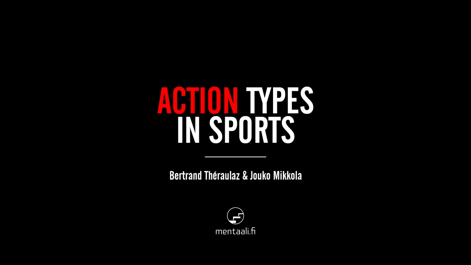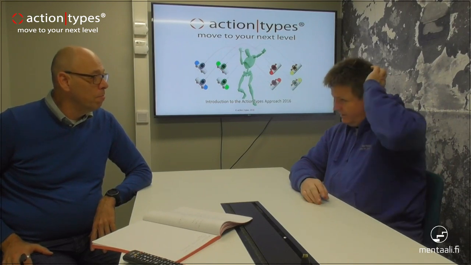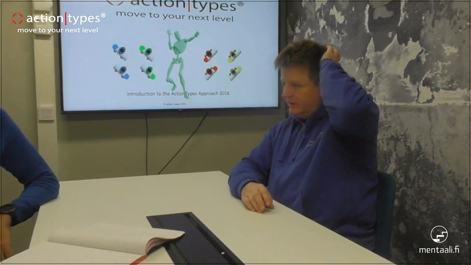We are talking about action types and sports. What can you tell about action types in sports? Action types comes from sports, because it was developed in the top sports world, starting with volleyball and then going to more than 30 different sports. Now it's used by top teams in football, ice hockey, basketball, and a lot of team sports, but also individual sports like swimming, fencing, bowling, curling, ski, and so on. So we have a lot of implementations.